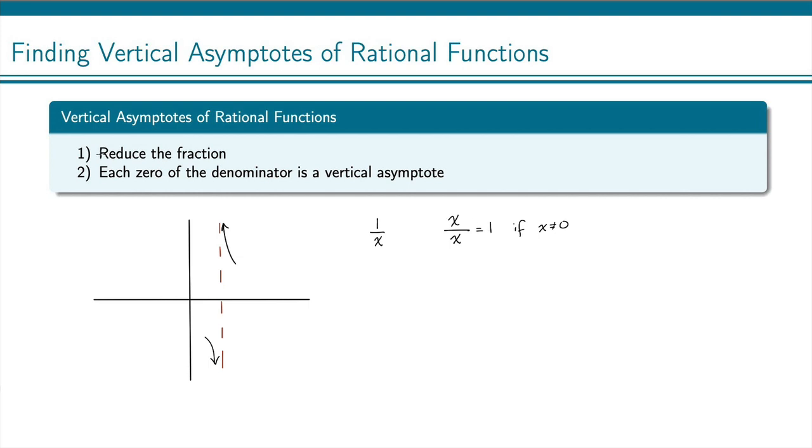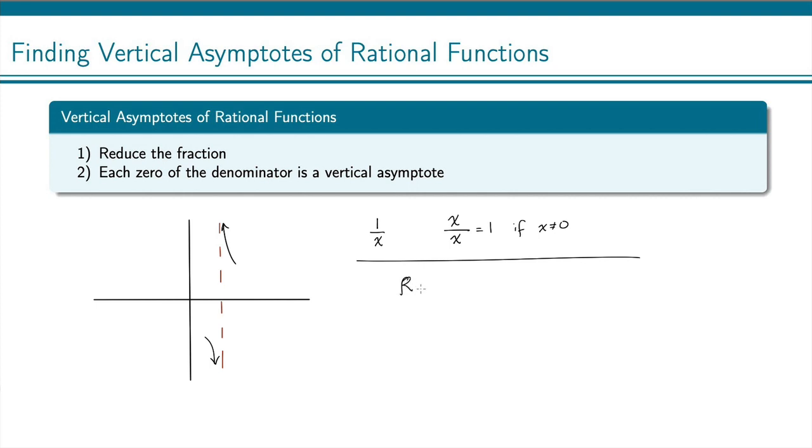And so this takes us to our 2 steps that we're going to follow when we're finding vertical asymptotes of rational functions. The first thing we're going to do is reduce the fraction. We want to get rid of any cases where even though we'd be dividing by a 0 somewhere, it turns out the numerator also has that, and so it doesn't actually blow up. So we want to reduce the fraction, and after we've reduced the fraction, every 0 of the denominator will be a vertical asymptote. Let me give you a very quick example.